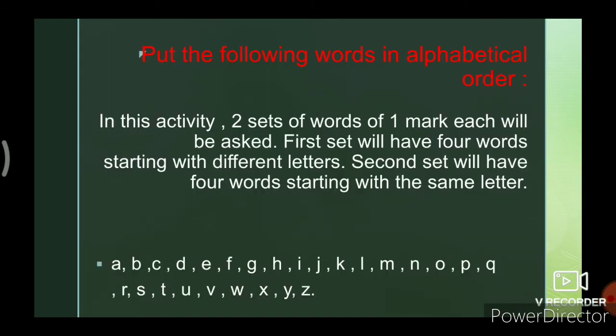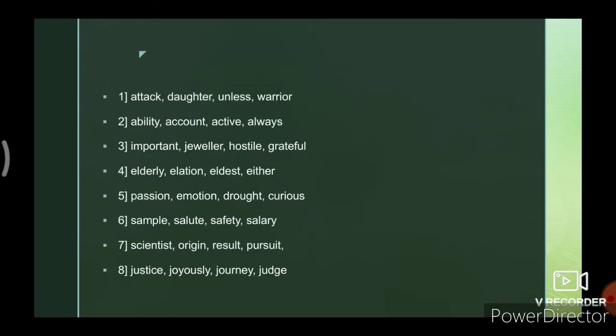Question number 1A, 2. Put the following words in alphabetical order. In this activity, 2 sets of words of 1 mark each will be asked. The first set will have 4 words starting with different letters and the second set will have 4 words starting with the same letters. Here I have written alphabets A, B, C, D, E, F, G, H to Z and you must use these alphabets. You have learnt this alphabetical order in 5th standard.